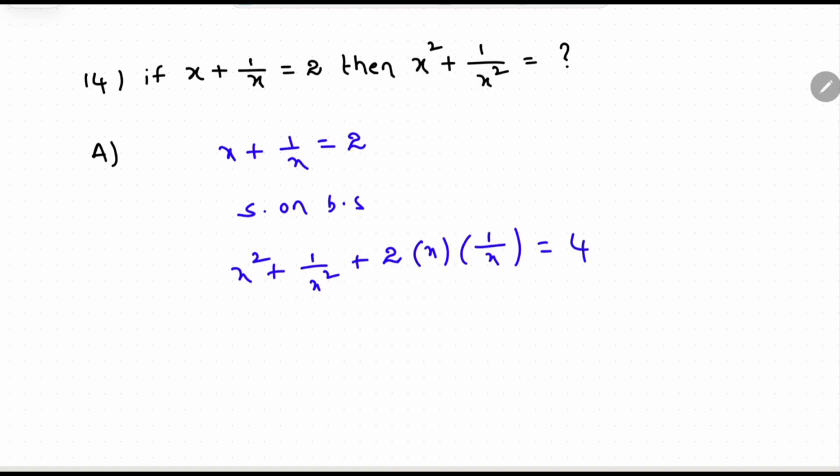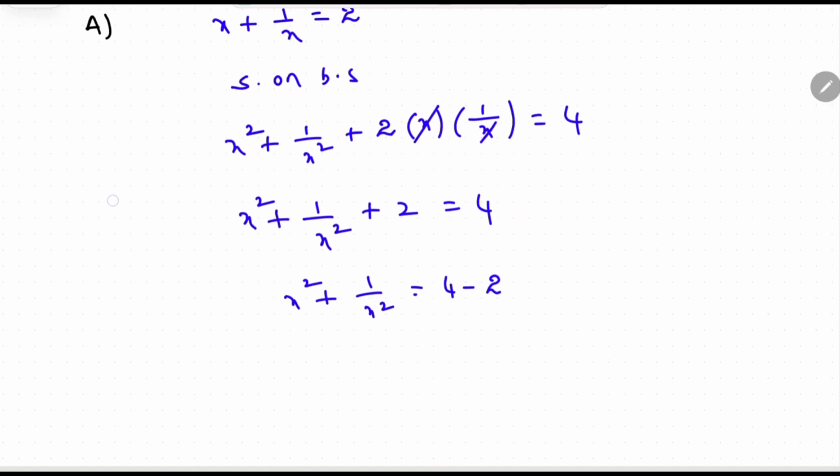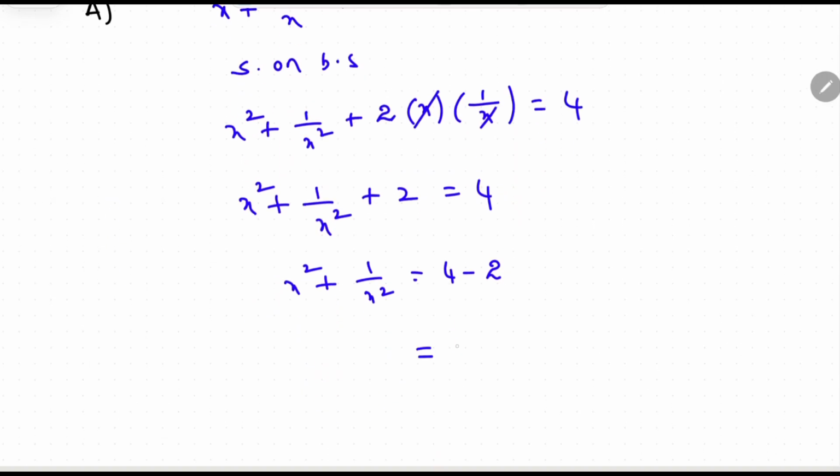So on cancellation, x² plus 1 by x² plus 2 is equal to 4. Therefore x² plus 1 by x² equals 4 minus 2, which is equal to 2. The x² plus 1 by x² value will be equal to 2.